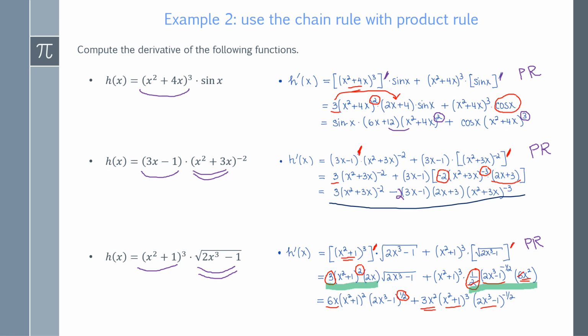So notice that fundamentally this particular rule is not very challenging, but it can get really busy. It can get really tedious. We have to pay attention to all of the signs, all of the powers and numbers, and carefully work through these steps. Okay, so that's it. That's your second group of examples where we combine chain rule and product rule.